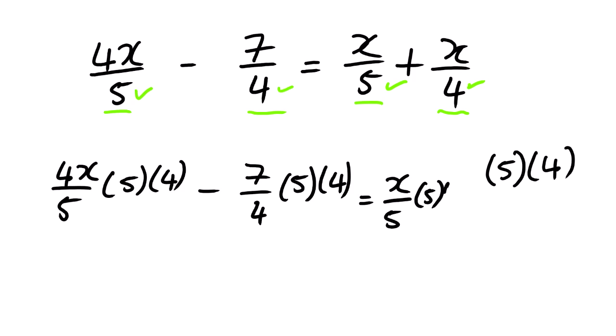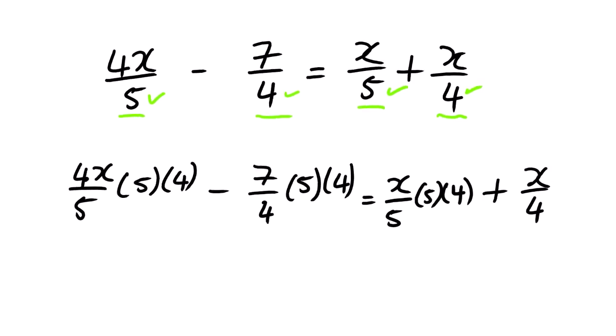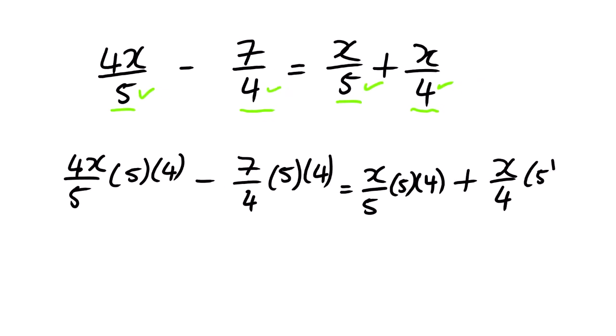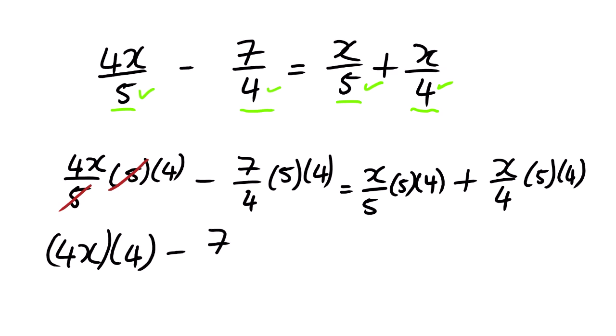we multiply by 5, 4, and then the last term is x over 4, we multiply by 5 and 4. Now this is what happens. The reason for us multiplying by the terms causing the fraction is that we are trying to get rid of the fraction. So this 5 will get rid of this, and then we are actually left with 4x multiplied by 4 minus 7. Let us quickly do this.